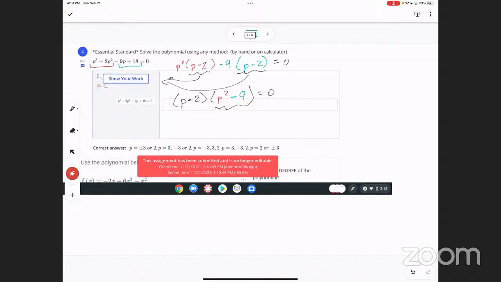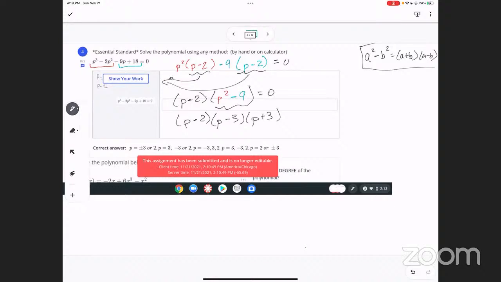Oh, well, there's no greatest common factor. How about difference of perfect squares? Can you see a p minus 3 and a p plus 3? Oh, yeah. Do you remember how you can do that if you have a difference of perfect squares? That was this property, a squared minus b squared factors into a plus b times a minus b. Do you remember that property? Not really. Well, there you go.